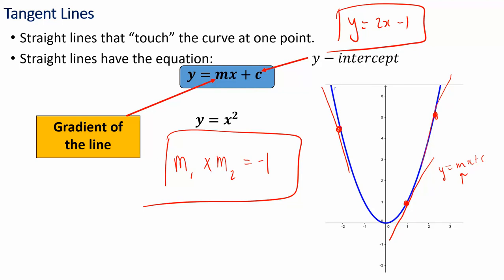Not 2. It says 2 times something. Remember, we've got one of the gradients. We've got 2. It has to be perpendicular. So 2 times something has to equal -1. One. -half. 2 times -half, right?